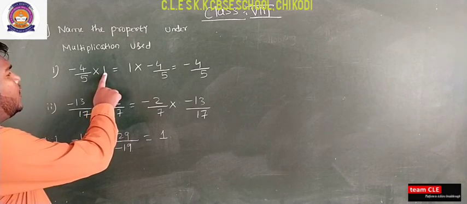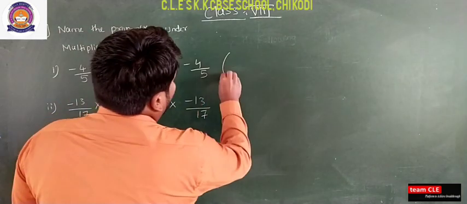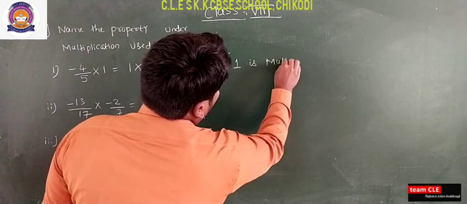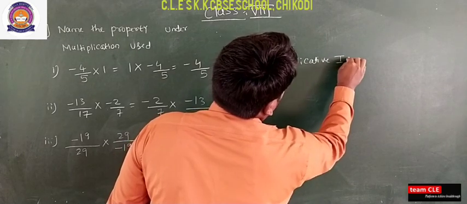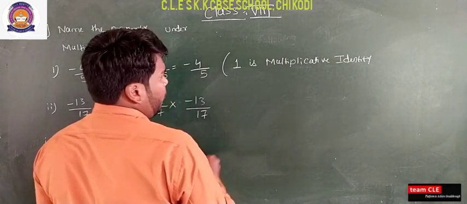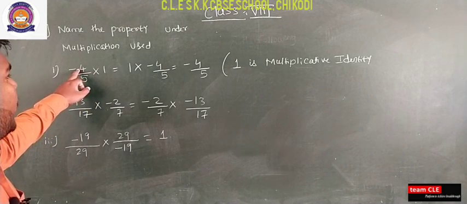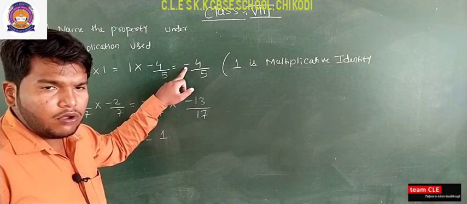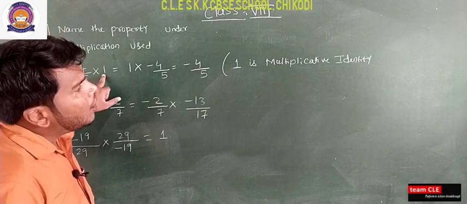So 1 is the multiplicative identity of the equation. I can write here: because 1 is the multiplicative identity, this is the multiplicative identity property. Any rational number when multiplied with 1, the answer is a rational number, because of the closure property. You know that 1 is the multiplicative identity.